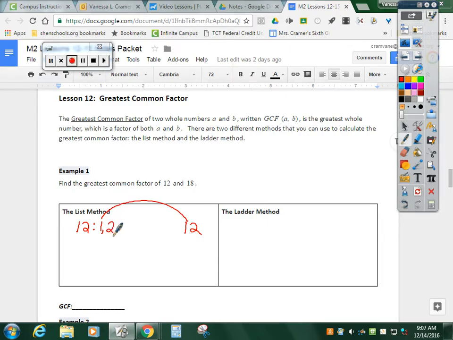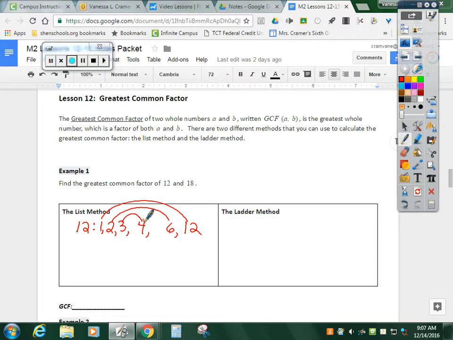Then I go to 2. 2 does fit inside 12. 2 times 6. These are both factors of 12. Then I go to 3. 3 times 4 does indeed give me 12. And then I go to 4, and it's already in my list, so I know I should stop.